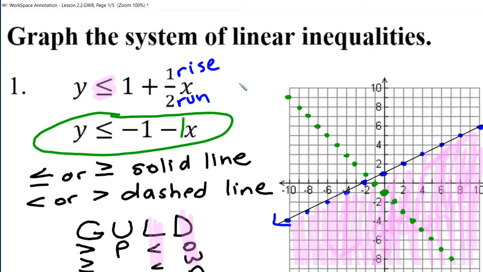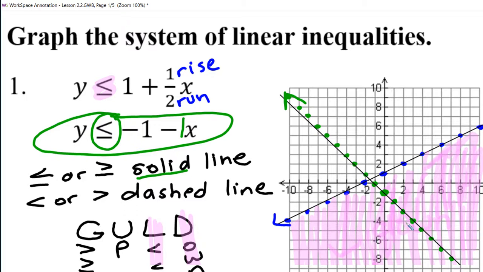Now, before you connect those points, because of the inequality, you have to decide, is it going to be a solid line or a dashed line? Solid. Yes, looking at this symbol right here is equal to, so that means it's going to be a solid line. So go ahead and connect those points with a solid line, and put your arrow showing you keep going.